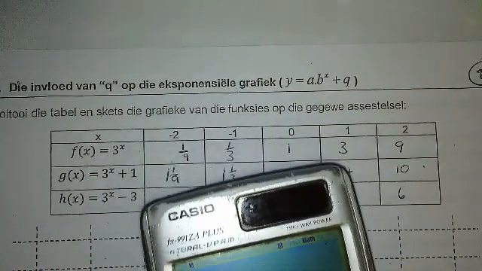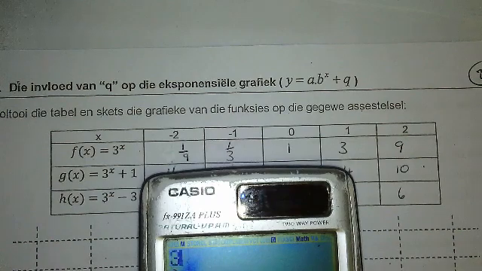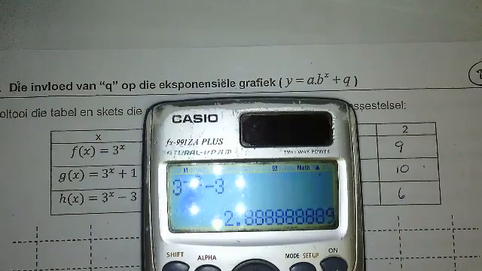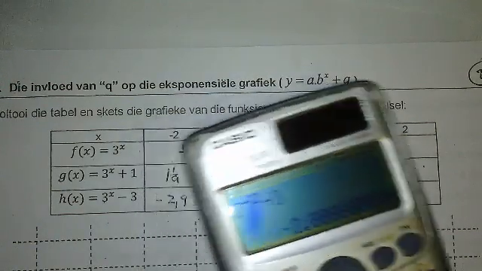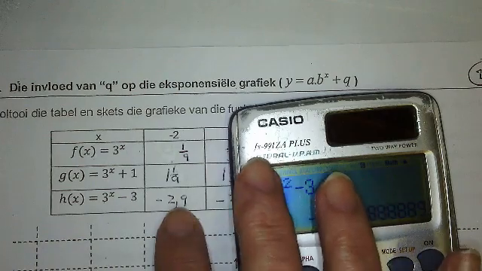So that means then you've got 3 to the power of x. Now into the place of x, I'm going to substitute the negative 2. Then you must go down, then you say negative 3, and then you put equals, and then you press your decimal. So it's 2,8 or 2,9 rounded off.